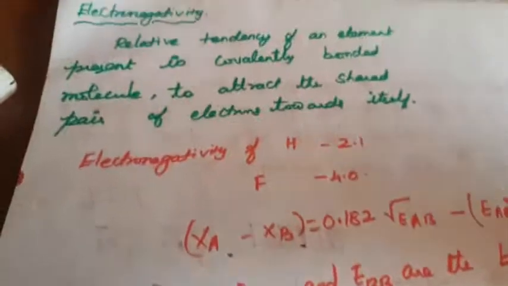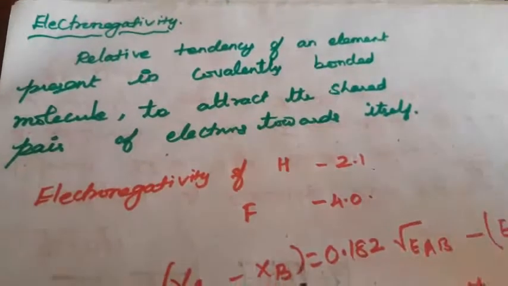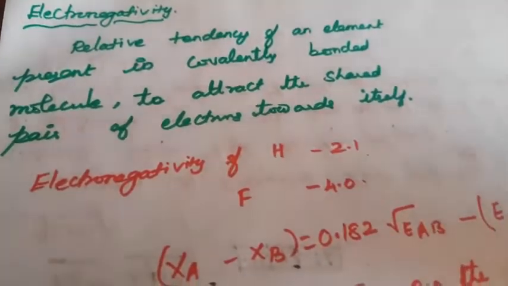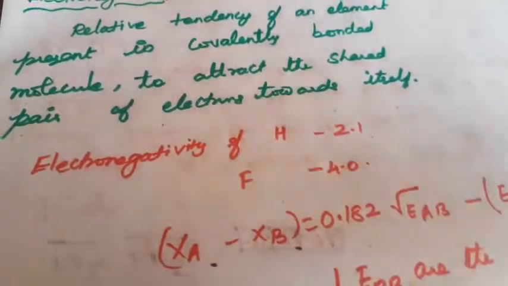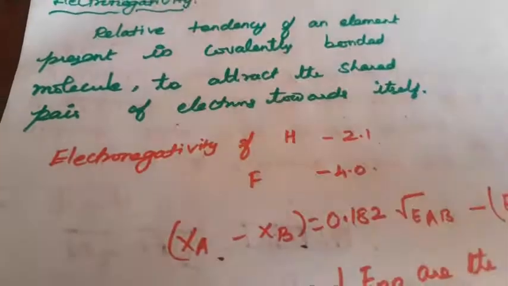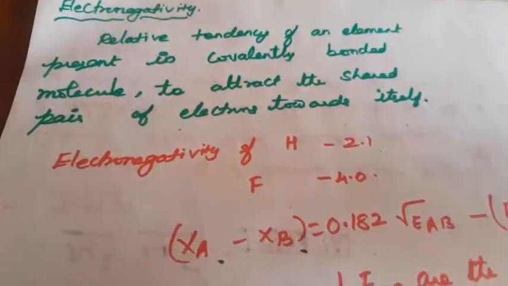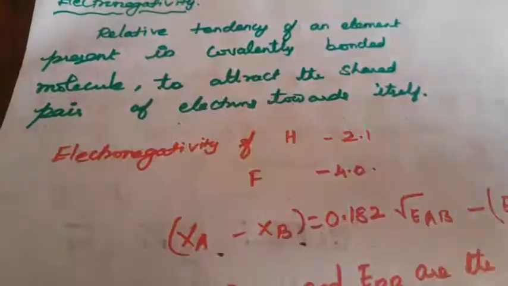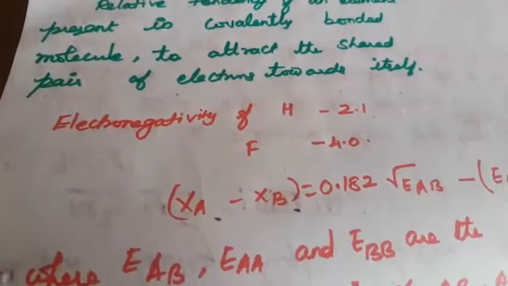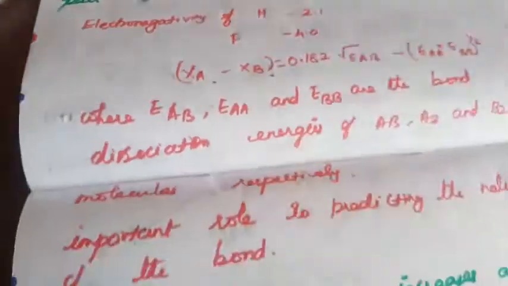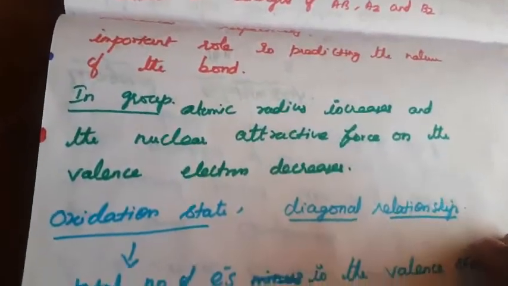So what is meant by electronegativity? The tendency of an element present in a covalently bonded atom. So what is meant by a covalently bonded atom? Each atom donates one electron, and the sharing of electrons between the two atoms is called a covalent bond. So any one of the atoms has a tendency to attract the shared pair of electrons, that is called electronegativity. Next, how it varies in the group and in the period.